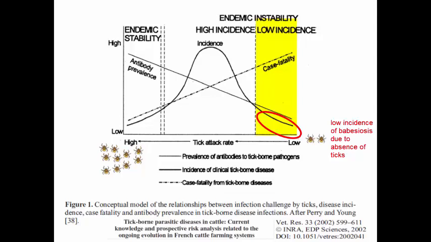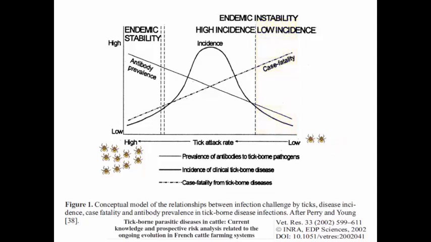And basically, if you were to bleed those cows, they're all going to be seronegative for babesia, and therefore there is no endemic stability. So the aim should be to basically eradicate and wipe out down to the last tick that you may find on any ranch.